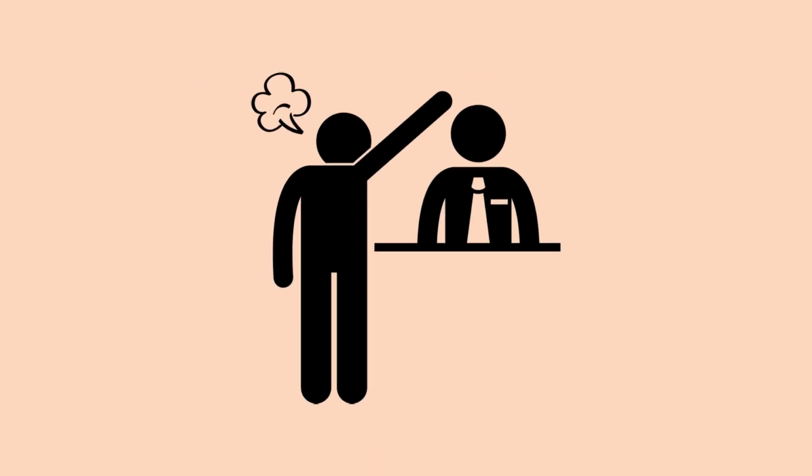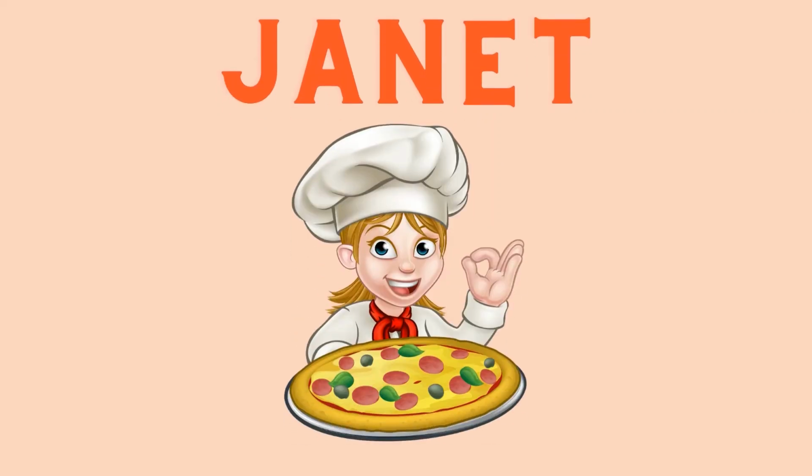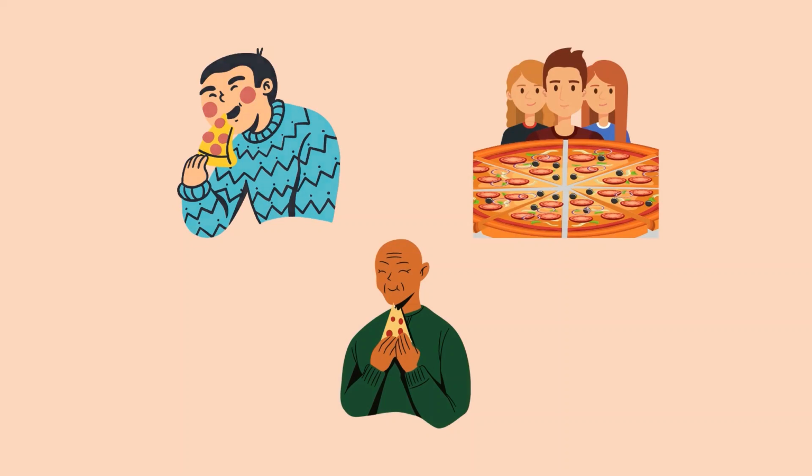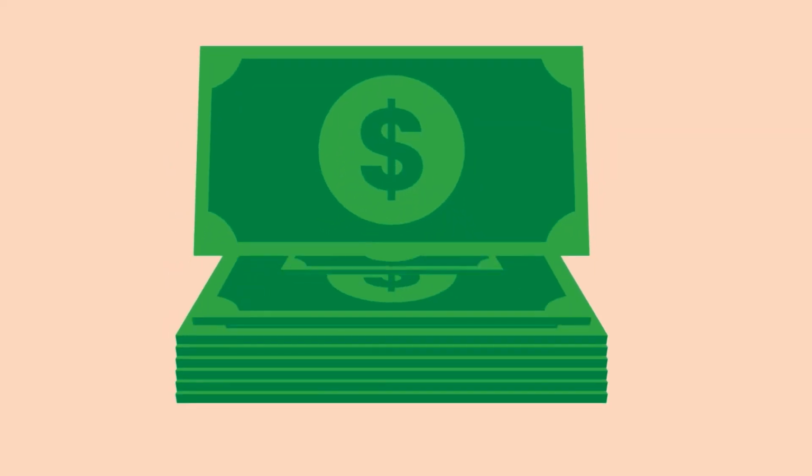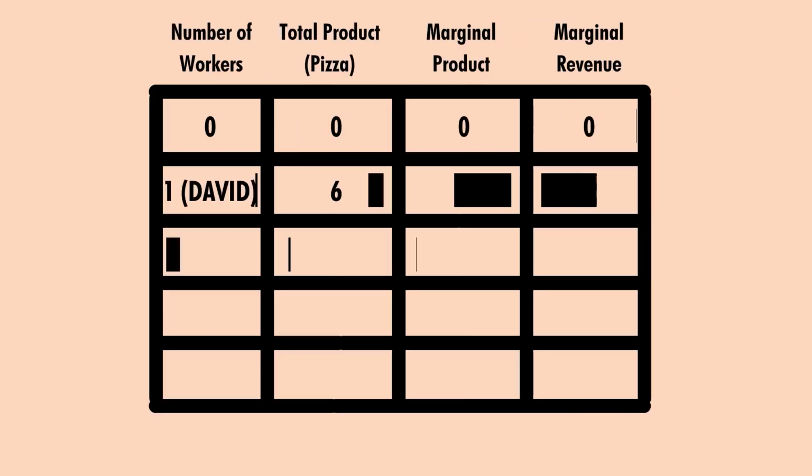A problem arises for Keynes. Since there's only one worker, customers are getting furious as they have to wait long for their pizzas. As a result, Keynes decides to hire a second worker. The second worker is Janet, the world's fastest pizza maker. With the addition of Janet, Keynes is now able to reach more customers and earn more revenue. Let us go back to the table.